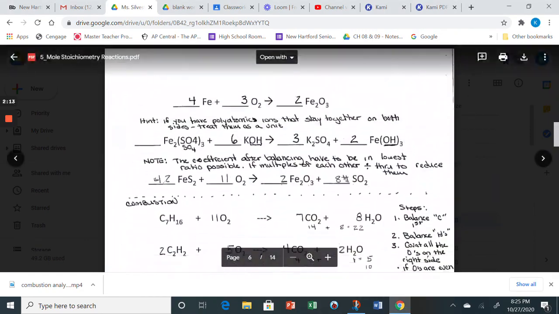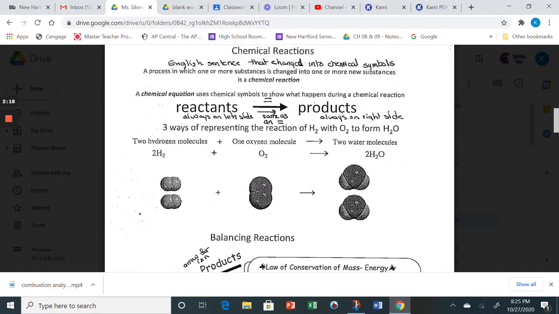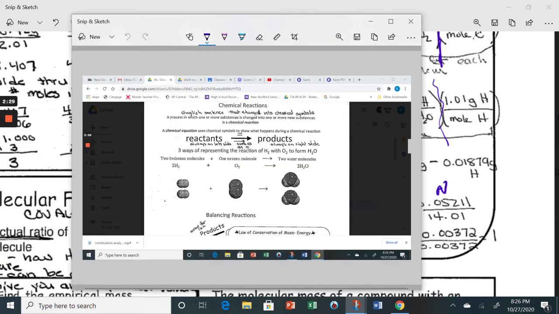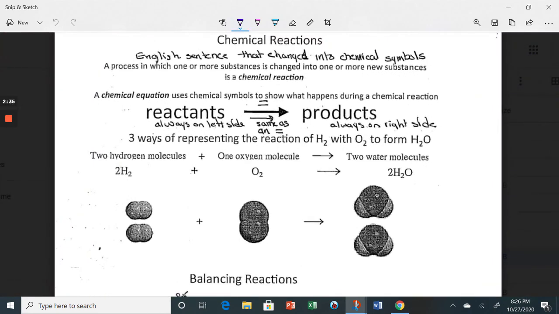When you balance and look at a chemical reaction, you're looking at the relationship between everything in that reaction. In a reaction, we have what's called reactants, and the reactants are the things you start with. Those are on the left-hand side of the equation. And then on the right-hand side, we have what we call products.